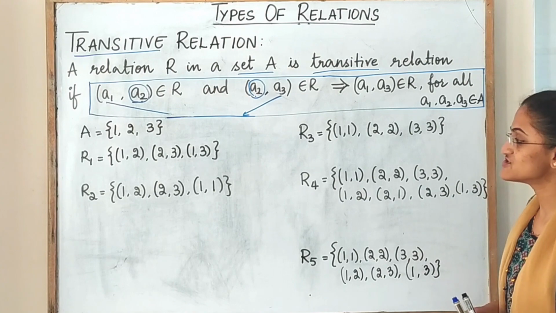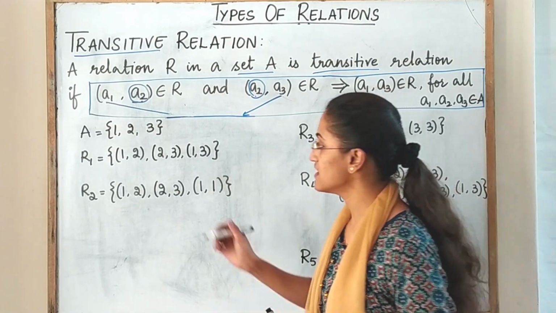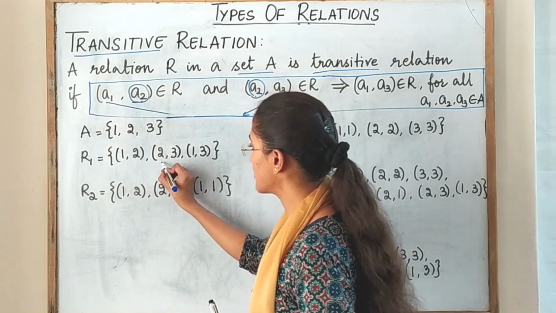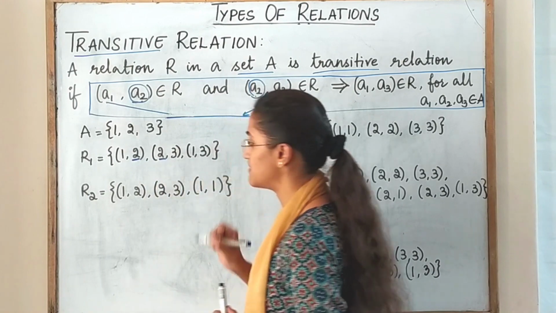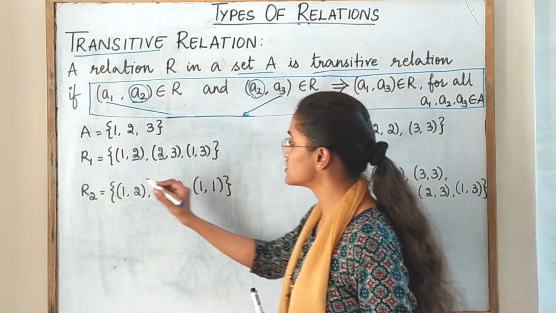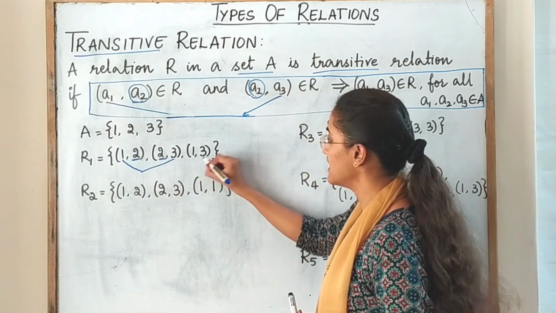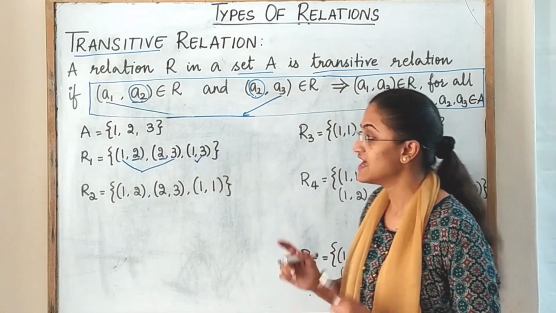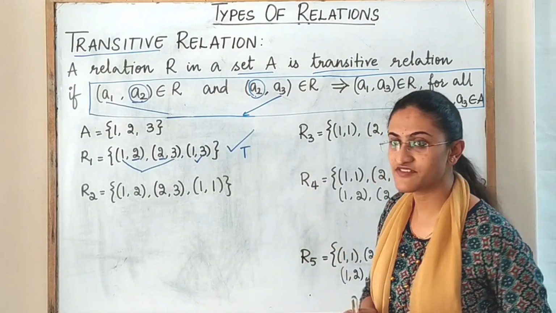Now look at these relations which I have written. The first relation, that is R1: (1, 2) belongs to R1 and (2, 3) belongs to R1. Notice that these two elements are equal. As per the condition of transitive relation, (1, 3) should also belong to R1, and yes, it belongs to R1, and hence you can conclude that R1 is a transitive relation.